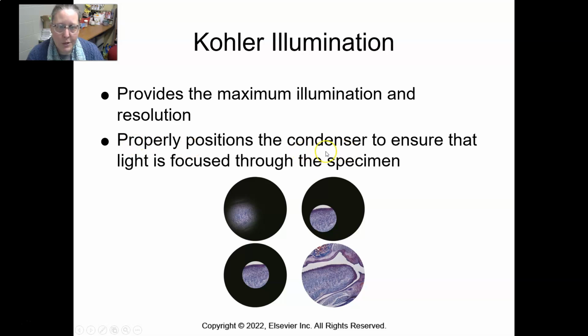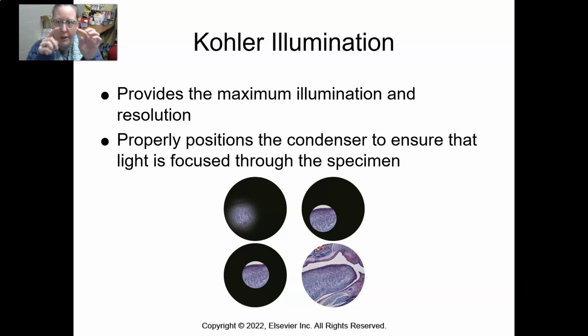Kohler illumination is a method to provide the maximum illumination and resolution for your microscope. It properly positions the condenser to ensure that light is focused through the specimen. So this would be an improperly aligned microscope, and so the way you do this is you load a slide on the microscope and you focus on that slide. Ideally, I do it at 4x or 10x.